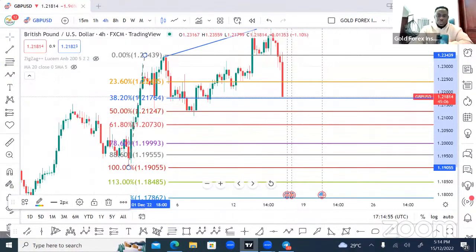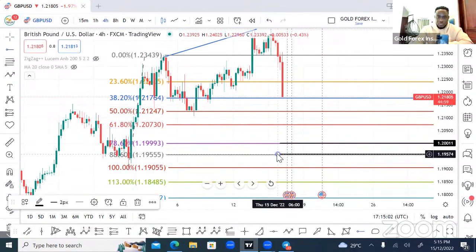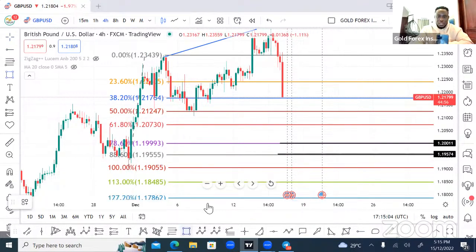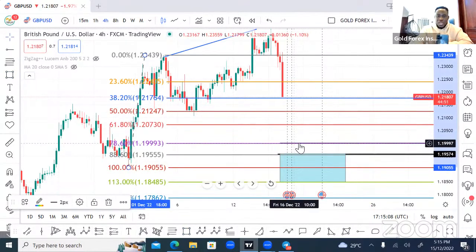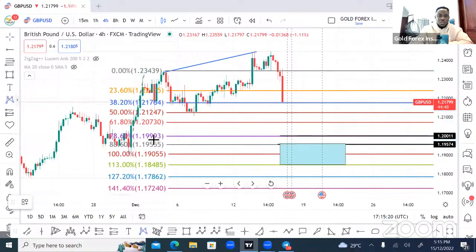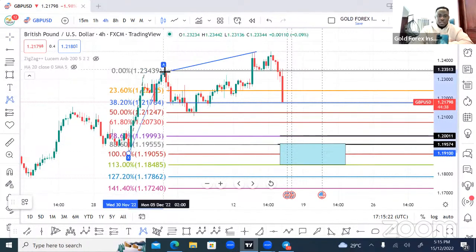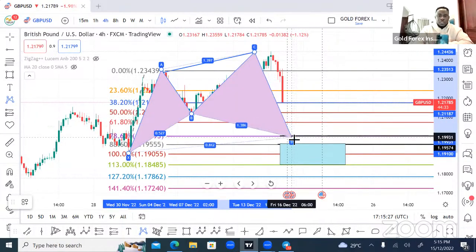So it's coming to either here, 78.6 or 88 to 113. That means that between 88 to 113, if it reverses from here, then that means that it's a cipher pattern. If it reverses between 88 to 113, that's to form a shark pattern. At the end of the day, it's going to form something like this, like this, like this, and like this.